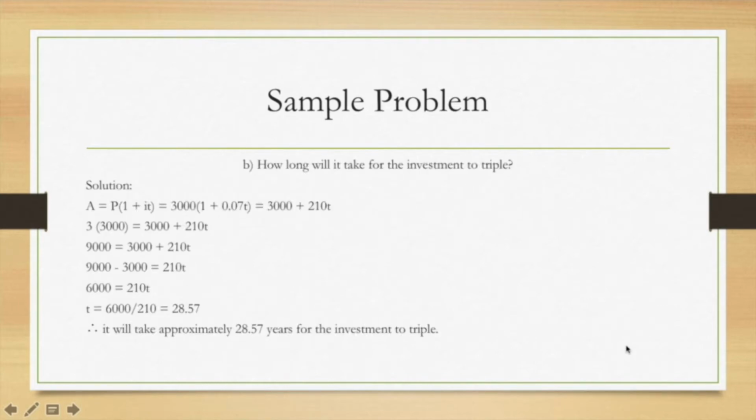How long will it take for the investment to triple? So here we have our linear model, and now we want our amount to be tripled and solve for T. So here I've multiplied our principal amount by 3 to get 9,000, and then I've isolated for T over here and solved for T, 6,000 divided by 210, to get 28.57. Therefore, it will take approximately 28.57 years for the investment to triple.